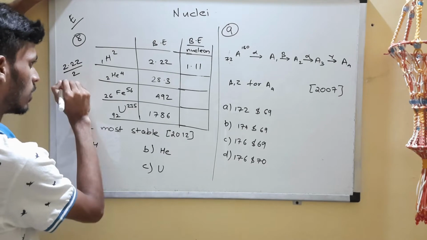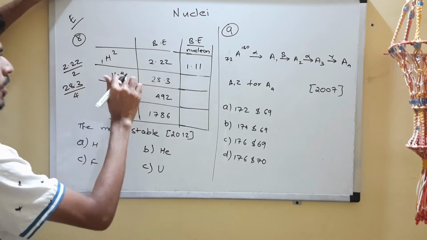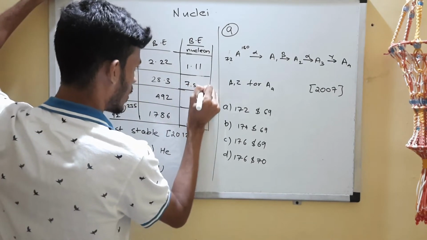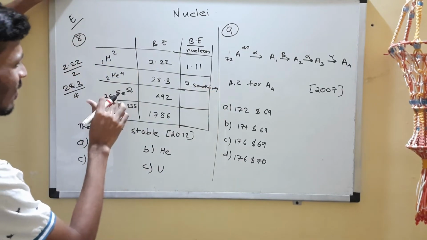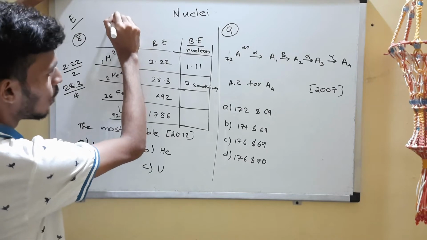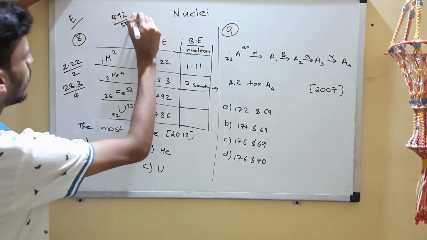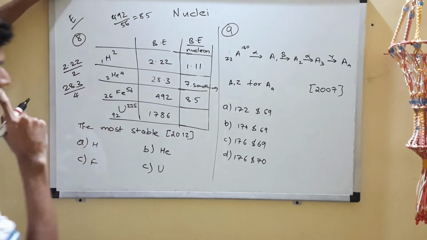Okay, now for helium, 28.3 divided by 4, right? Number of nucleons 4. So 7 point something, not literally. And now for iron it will be 492 divided by 56. Now it will come to around 8.5, I guess. So yes, let's write that 8.5.